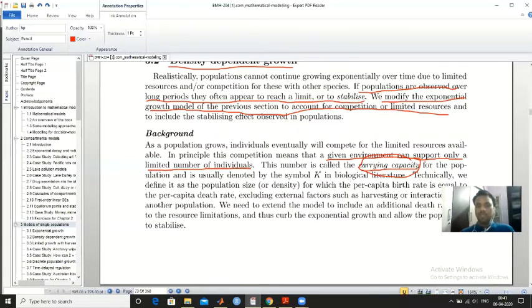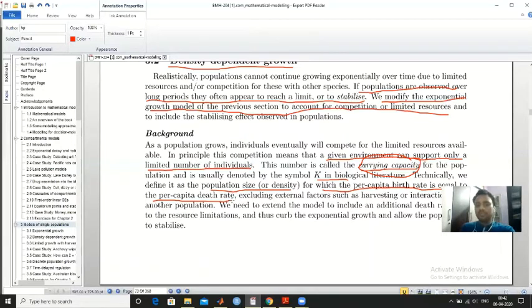In biological literature, it is represented by the capital K. That's clear. Technically, we can say this is the population size or density for which the per capita birth rate is equal to the per capita death rate. This is the population size where the birth rate and death rate become the same. When they become the same, the population remains constant in the environment. After reaching this level, there will be no population growth.